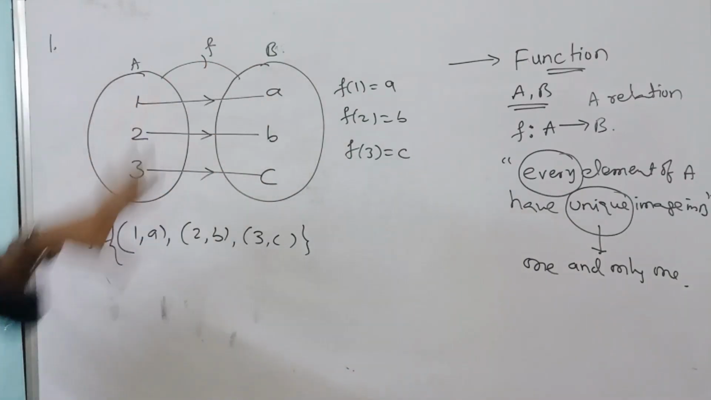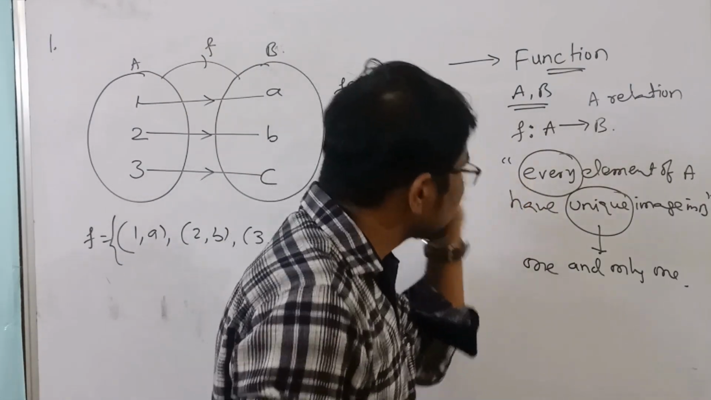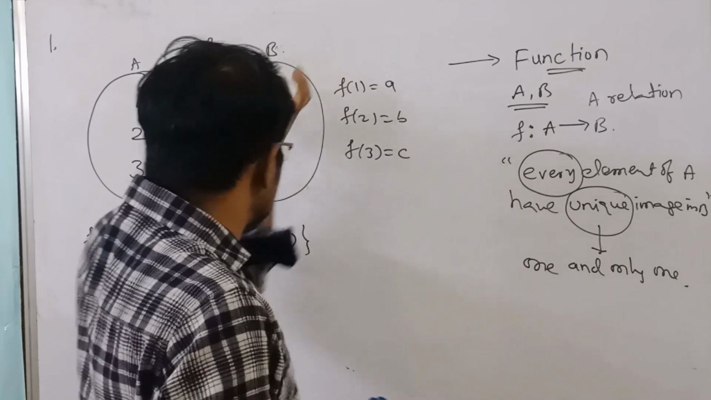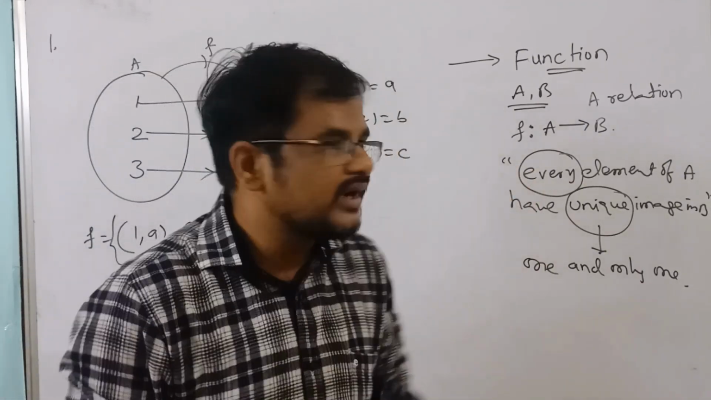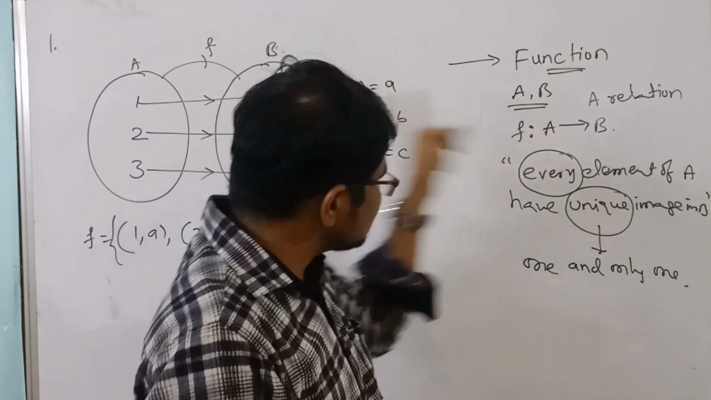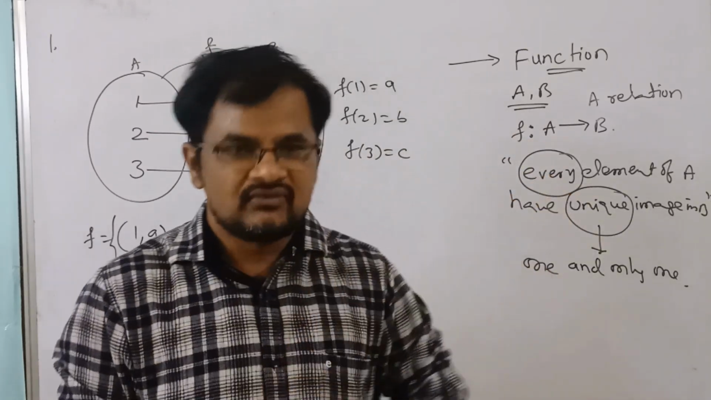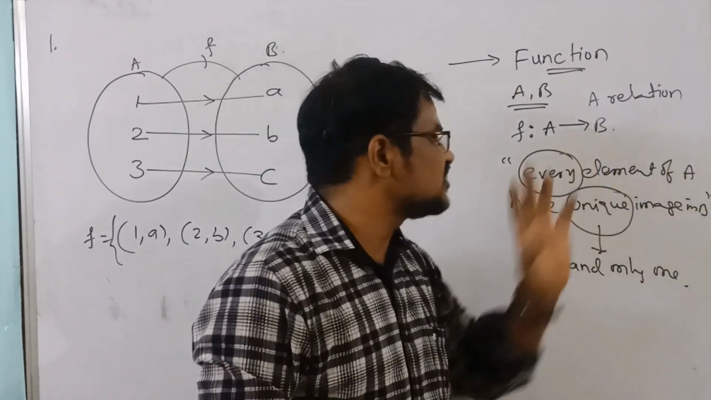Now, is it a function? How to identify? By this condition. So what is the given condition? This is the relation, and we have to identify whether this relation is a function or not. If this relation satisfies this condition, then it is a function. The condition means every element of A has a unique image in B.